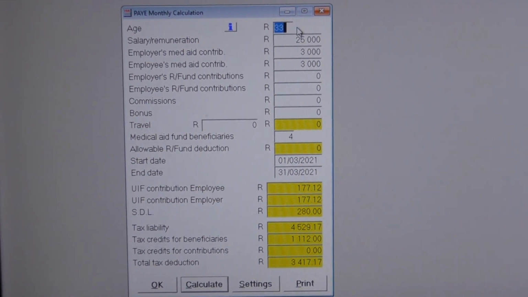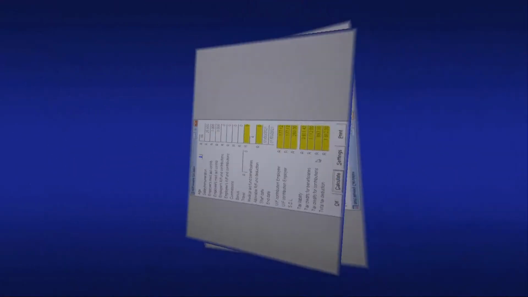If I had to make this taxpayer age 65 or older, then you can see that not only is the tax liability less, but the employer is obliged to grant the employee additional tax credits for contributions in addition to tax credits for beneficiaries. Medical aid fund contributions are not used as a deduction against income, but are instead converted to tax credits, and tax credits come straight off the tax you have to pay.